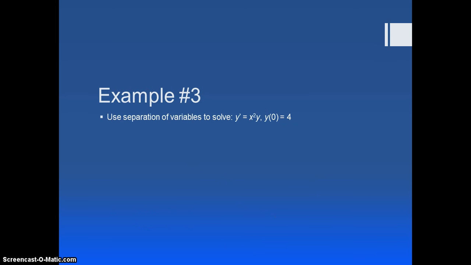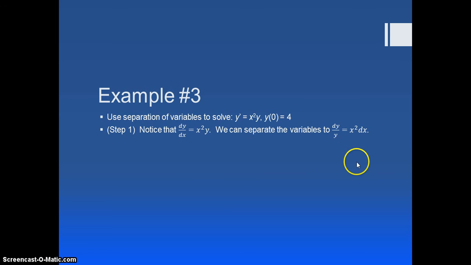Example 3. In this case, we have y prime is equal to x squared times y, with y of 0 equal to 4 as our initial condition. This one is written a little bit differently, but remember the y prime notation in this case would just mean that dy dx is equal to x squared y. And you'll find it helpful to write the equation that way in order to get your variables separated. So here we get dy dx is equal to x squared y. We can separate the variables as in the previous two examples to get dy over y equal to x squared dx.